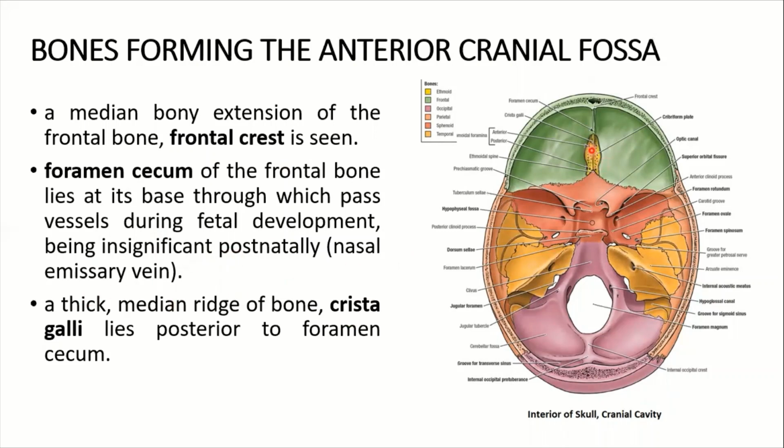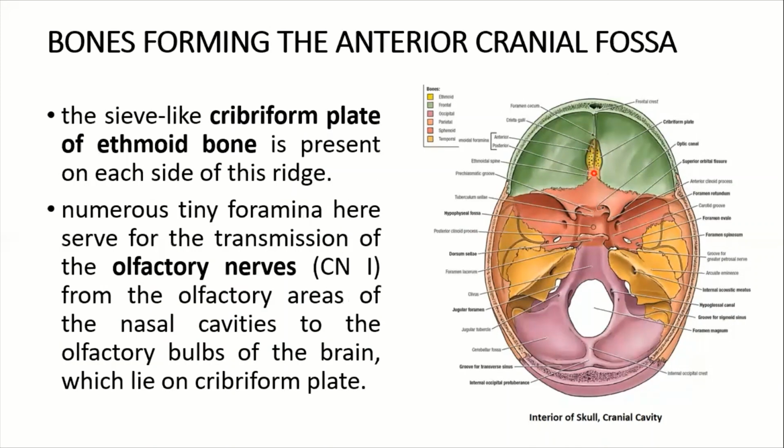So crista galli, I told you, is a thick median ridge of bone, lying posterior to the foramen cecum, right? In Latin it means coxcomb, like this. This is crista galli, a very important bony landmark. And this is, I told you, the cribriform plate of the ethmoid. This sieve-like plate is present on each side of this ridge, on each side of the crista galli.